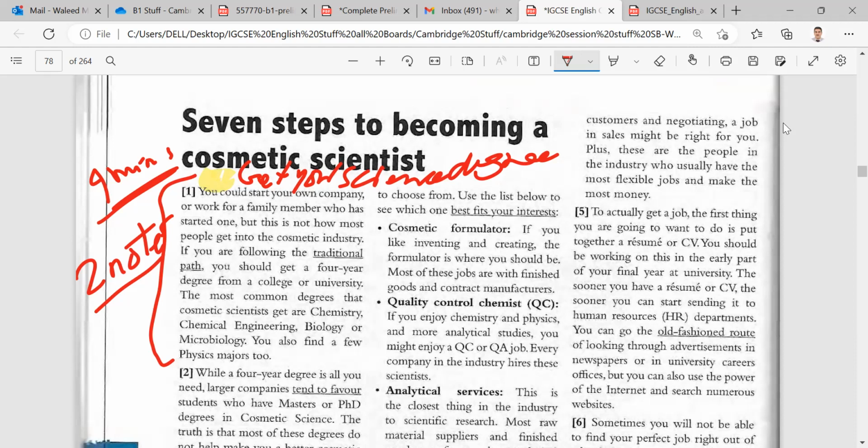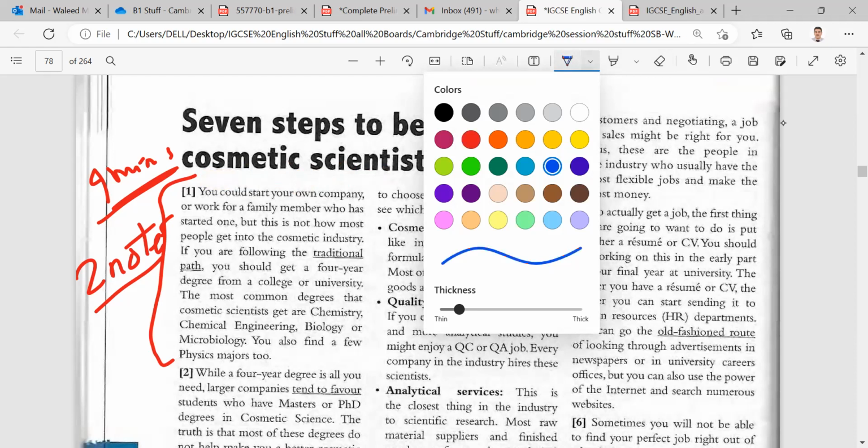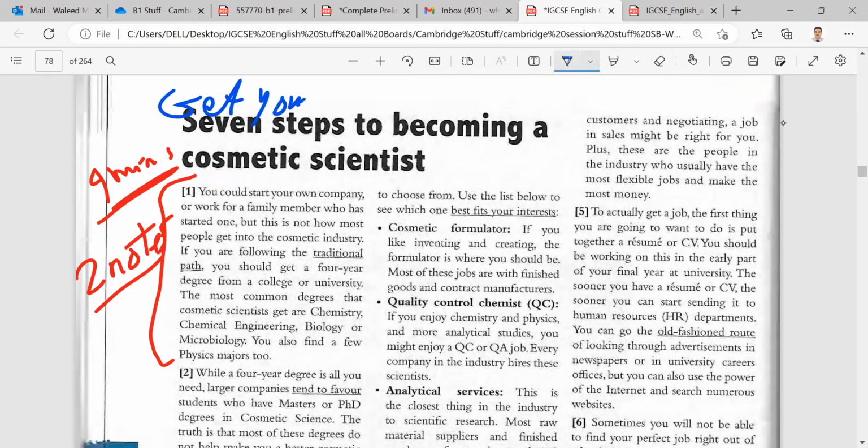Okay. Yes, Khalid. Please read your notes. Again, ya shabab, what is the title? Just to remind you, get your science degree. Pay attention, this is the title. Get your science degree. So your notes should meet this title. Let me write them again. Get your science degree. Okay, Khalid, read your notes, please.